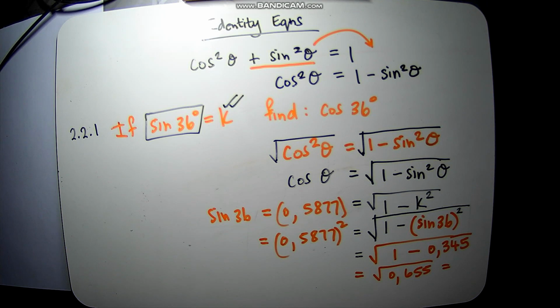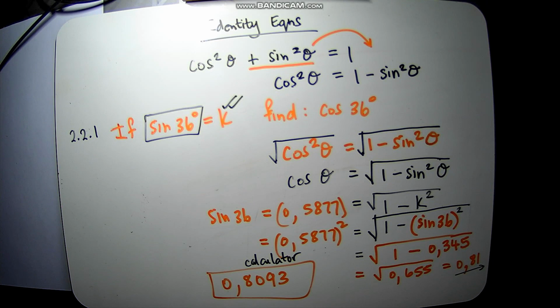That's the square root of 0,655 equals. On our calculator, we get 0,8093, round off to 2 decimal places. Look at the 9, the 0 will jump 1 up. We'll get 0,81 as a final answer.